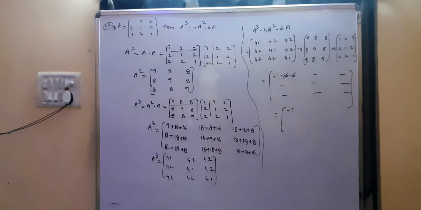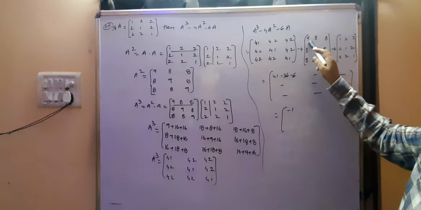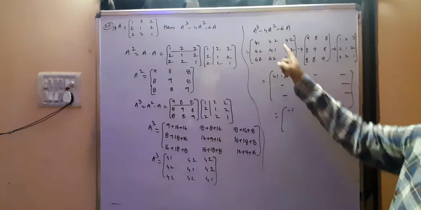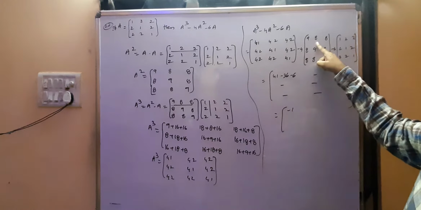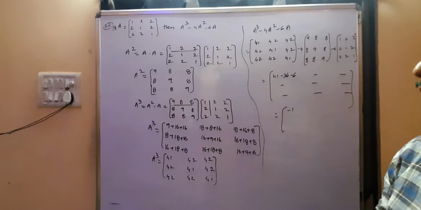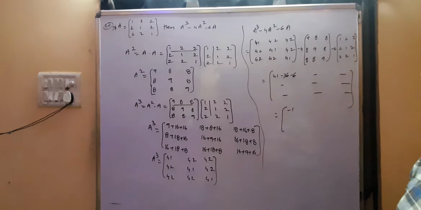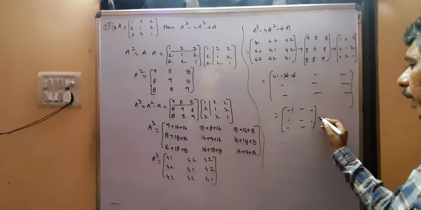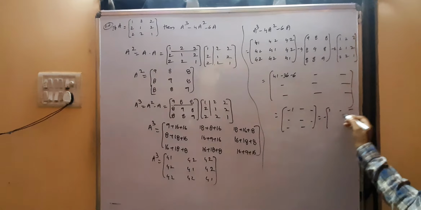Coming to this, 41 minus 4 into 9 is 36, minus 6. Next, 42 minus 4 into 8 is 32, minus 12. 42 minus 32 minus 12 is minus 2. So obviously this is minus 1 times something; taking minus common, we get 1.